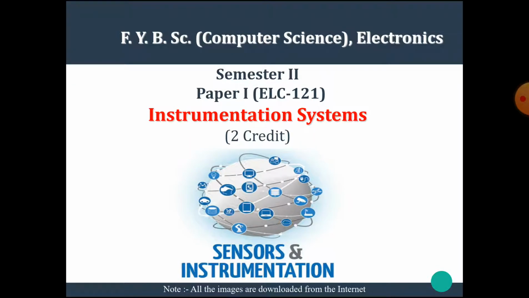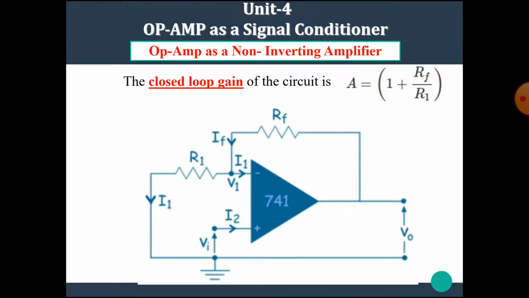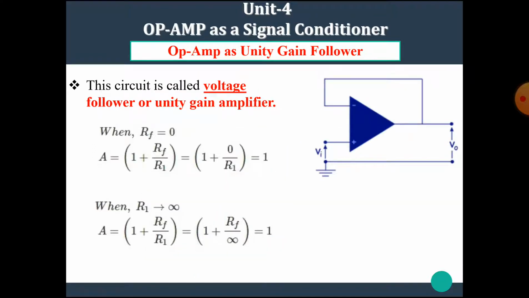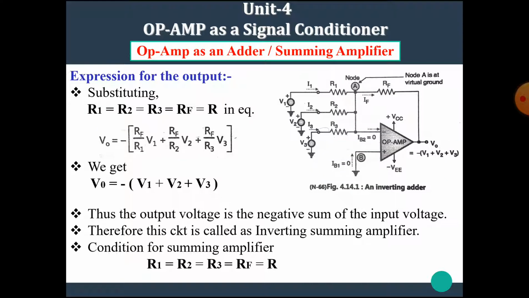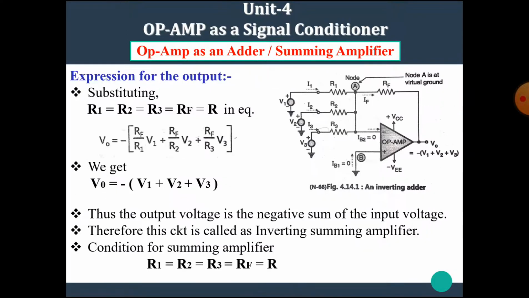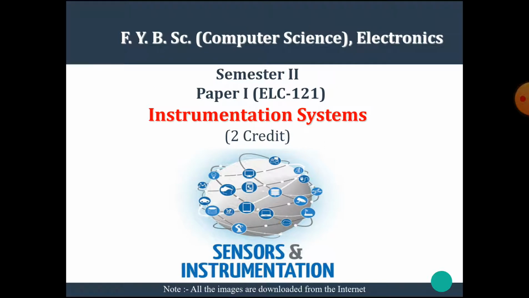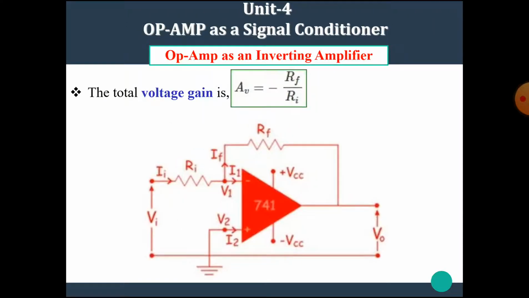In the previous video, we have seen the different applications of the op-amp. The first one is op-amp as an inverting amplifier, op-amp as a non-inverting amplifier, op-amp as unity gain follower, op-amp as an adder or summing amplifier, op-amp as a subtractor, similarly op-amp as a voltage to current and current to voltage converter. The link of the previous video is available in the description box. Please check it. Now in this video we are going to see the problems based on this configuration.